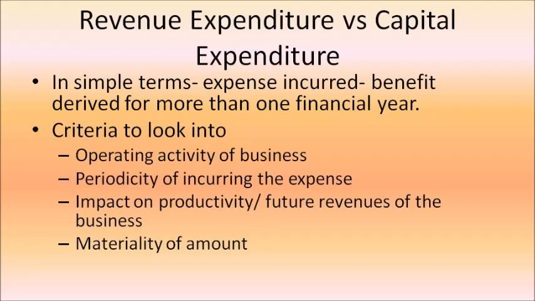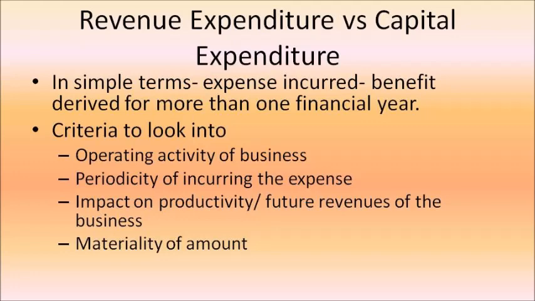So in such case, the additional extra 20% increase in the capacity of the machinery results in increased future revenues, in which case it gives benefits for more than one financial year. That's the reason why that gets categorized as a capital expenditure, though it is a repairs and maintenance.